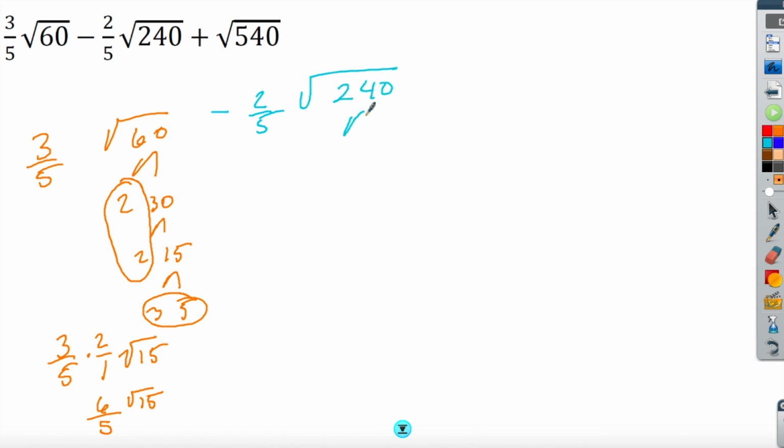So let's break 240 now. So this could be 10 and 24. 10 is 2 and 5. This could be 8 and 3. This would be 4 and 2. This will be 2 and 2.